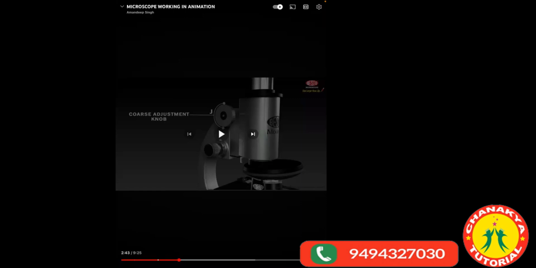If I want to see it from farther away, I will move it back. If I want to see it closer, I will move it front. According to the need, I will rotate the coarse adjustment clockwise and anti-clockwise. If clockwise, it goes down. If anti-clockwise, it comes up. Both ways you can use, and you can see the object from a little close or a little far, allowing you to quickly bring your sample slide into view.